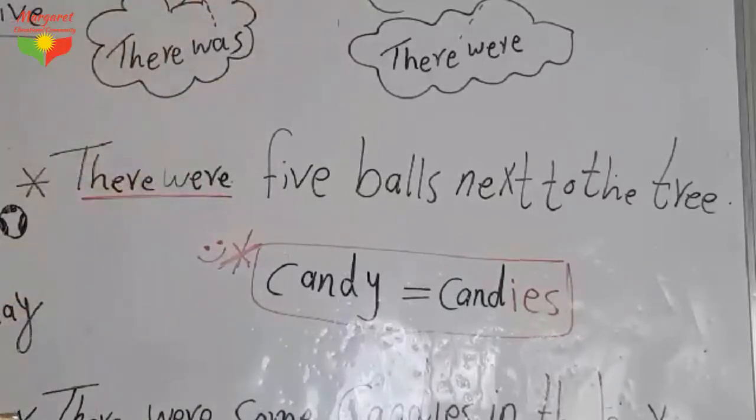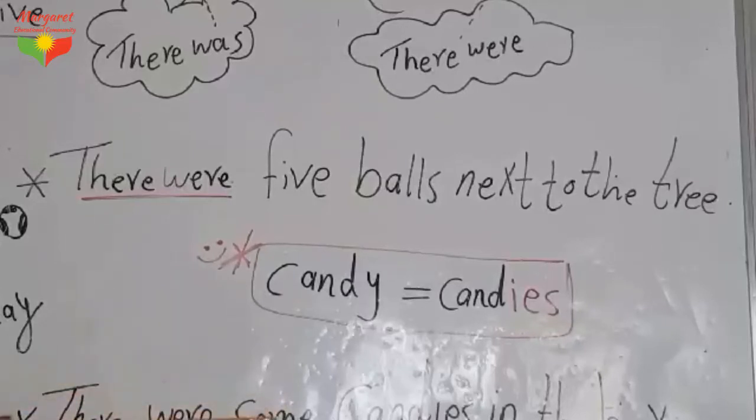Okay. Second example. Also, we have a box, but at this time there's not only 1 candy in this box. Okay, we have a box with some candies. So there were some candies in the box. There were. Why? Because we have more than 1 candy. Some instead of the number. If we count the candies 1, 2, 3, 4, 5, 6, 7, 8. So instead of saying there were 8 candies, I wrote some. That means 100. Okay.